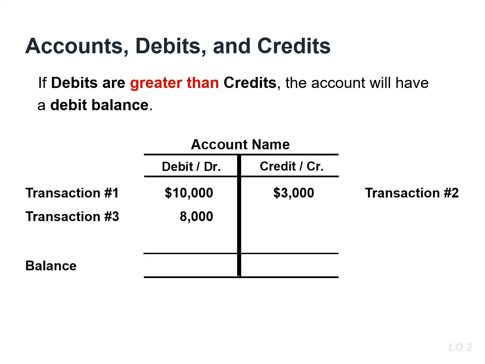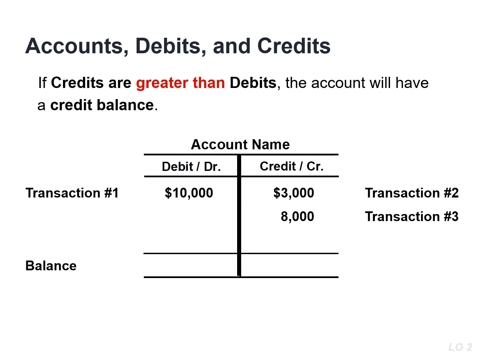When comparing the totals of the two sides, an account shows a debit balance if the total of the debit amounts exceeds the credits. The balance is determined by netting the two sides, subtracting one amount from the other. If the debits total $18,000 and the credits are $3,000, the balance in this account is $15,000. An account shows a credit balance if the credit amounts exceed the debits. The balance is determined by netting the two sides, subtracting one amount from the other. If we have credits of $11,000 and debits of $10,000, we're going to have a $1,000 credit balance.